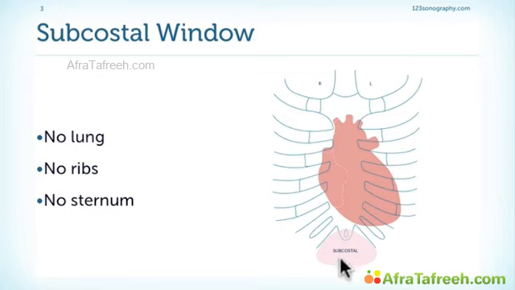It's located right underneath the xiphoid, and you see that you have no lung and no ribs and no sternum to obscure your view. The only problem is that the heart is located fairly far away from the transducer, so you do need a fairly low transducer frequency to get good image quality.